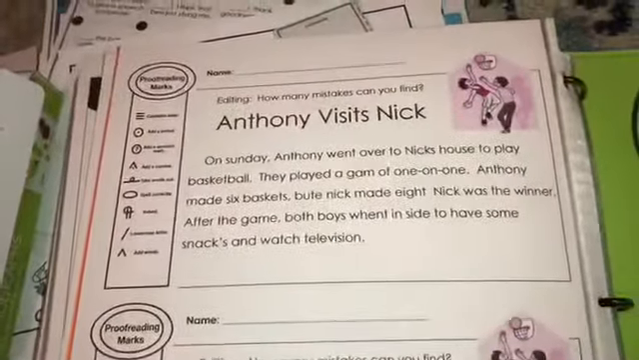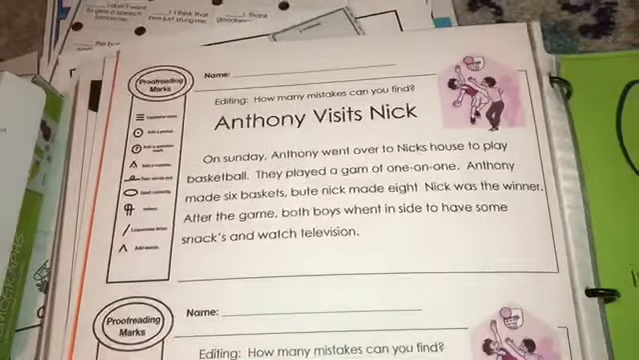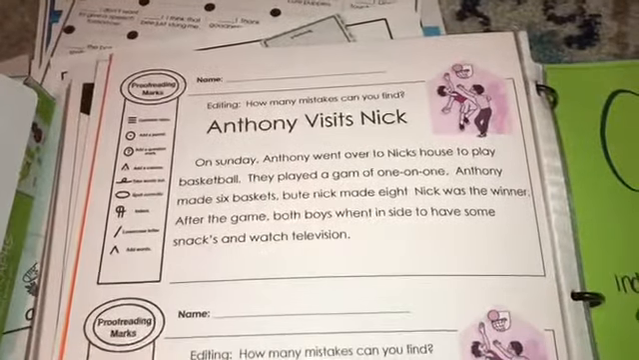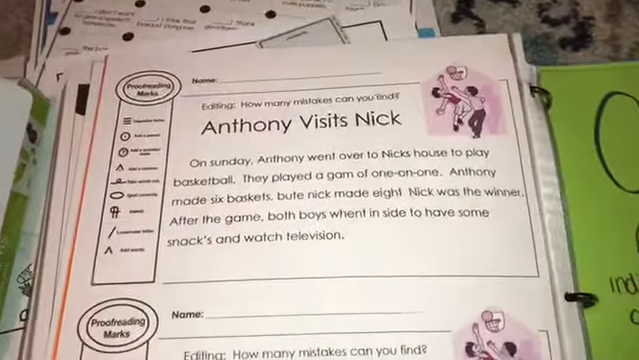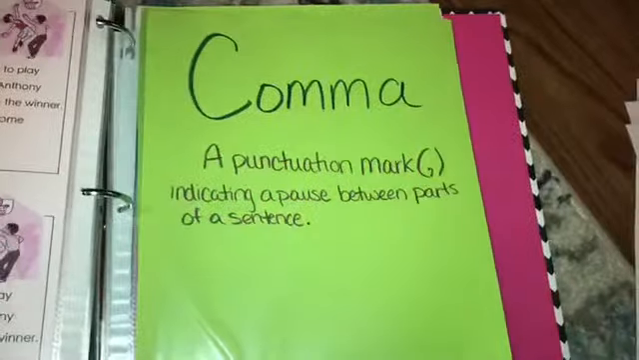And then we're going to have these examples, and there's a key right here where it says add a period, add a question mark, add a comma, take words out, spell. So it's an editing. Here is how many mistakes can you find? It's a proofreading example. And then we'll have comma, the punctuation mark indicating a pause between parts of a sentence.